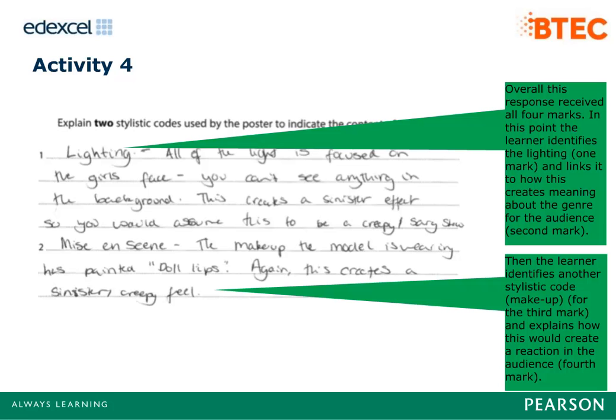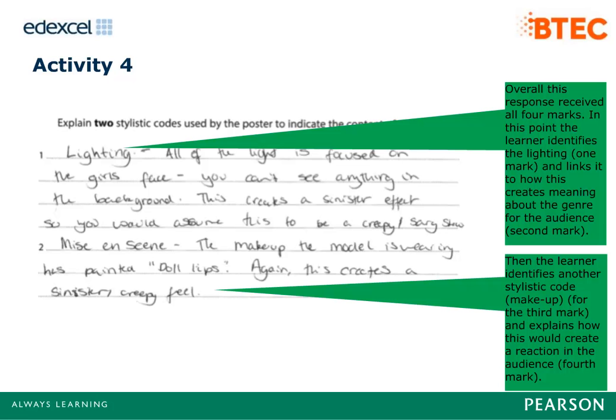This response received all 4 marks for this question. For each example, the learner has identified a valid stylistic code and then explained how this would affect the audience. The learner first identifies the lighting, a valid stylistic code, for 1 mark, and then explains that this gives the poster a sinister effect, making the audience think that it is a scary program, explaining the effect on the audience, so being awarded the 2nd mark.